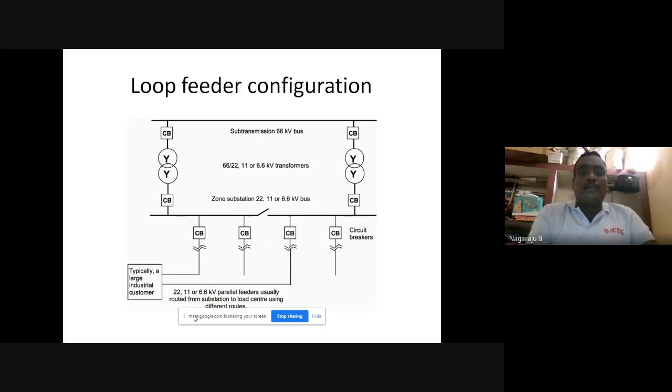This is about the loop type of thing. From here I am going to start. You have different amounts of load connection, because of the industrials and some consumers. All are having highly protected circuit breakers, with substation to substation connection. And this is about the loop. See here, from here I am starting, and there it is ending. So this is the loop type of feeder connection.